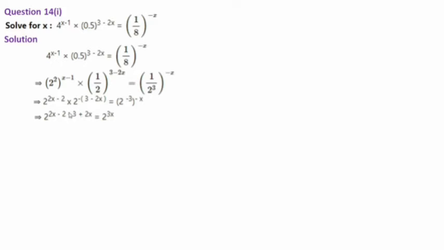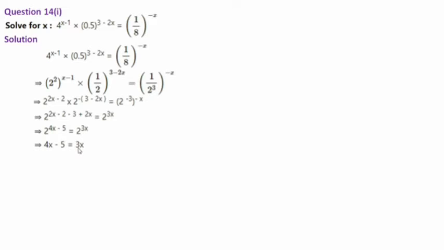Okay, so that's what you get in the power here, and here it becomes minus into minus is plus 3 into x is 3x. Now if you observe here, we have 2x plus 2x is 4x, minus 2 minus 3 is minus 5. Okay, now since the bases are equal, what does this mean? This means that the powers are also equal. So that's why we have 4x minus 5 equals 3x.